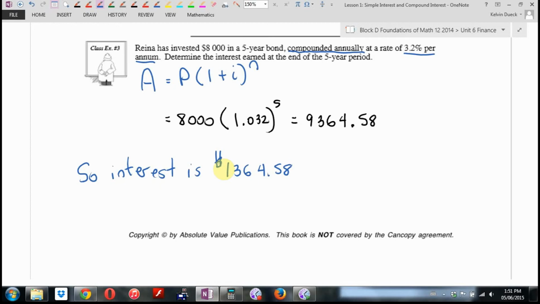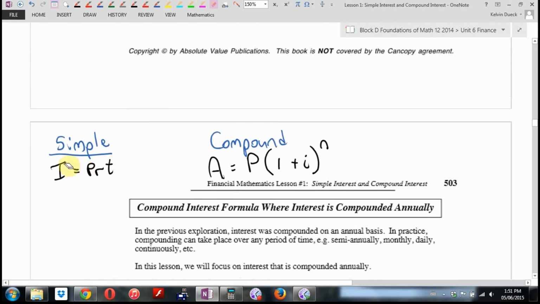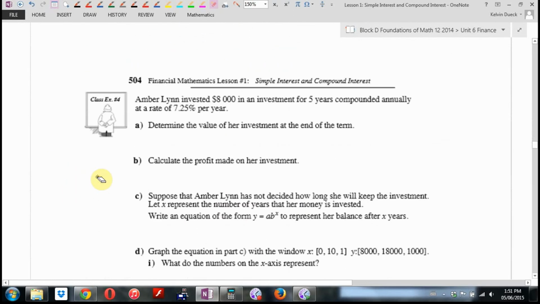You guys okay with how I got the 1,360? I just went final amount minus principal. So this equation actually calculates the interest and the principal, and gives you a final amount. That's why we put an A here for amount. But in our simple interest equation, we put an I there because all it gets you is the interest, and you have to add it to the principal yourself. Turn the page.